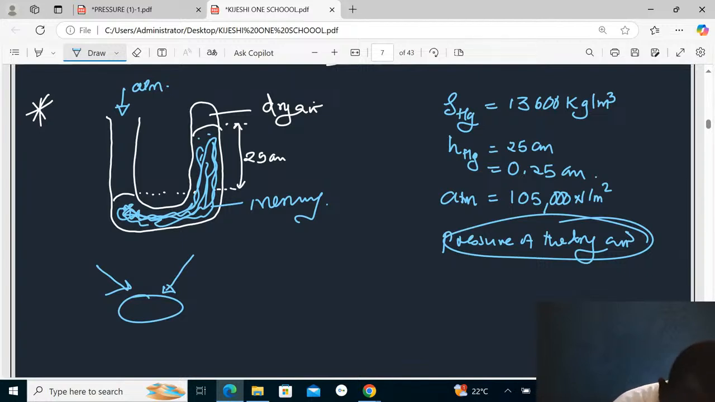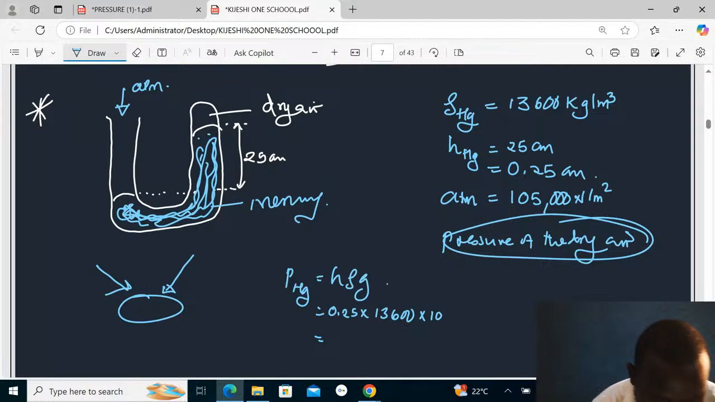We can first calculate the pressure due to mercury, which will be height rho g. And this will be 0.25 times 13,600 times 10. This is 34,000.